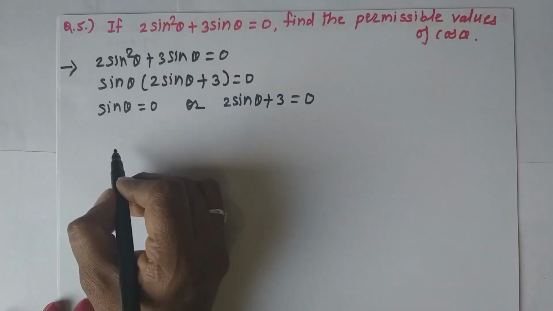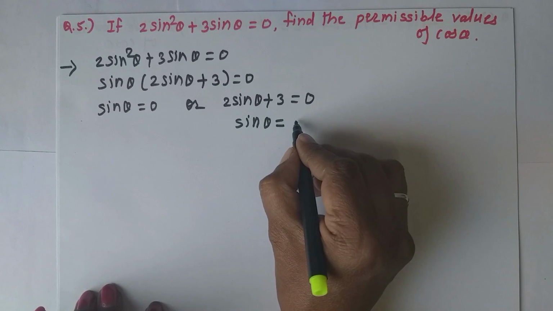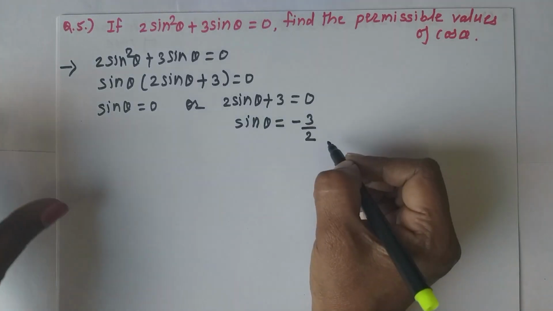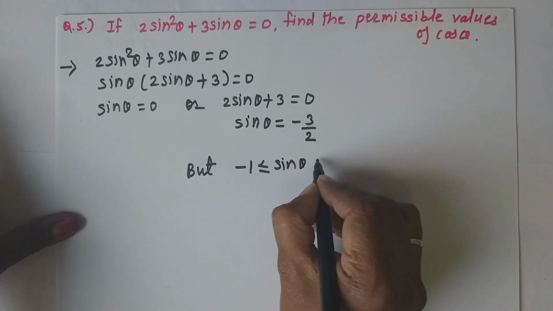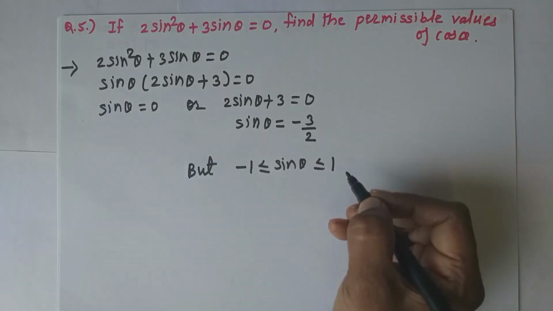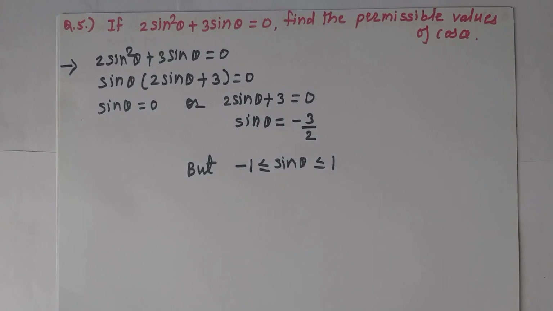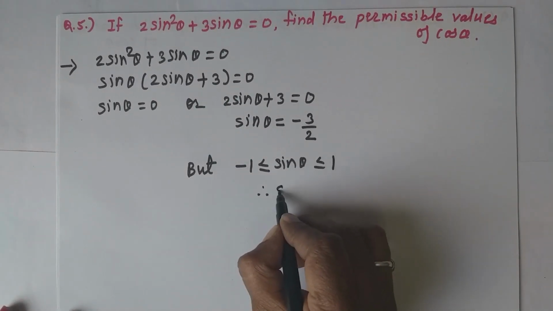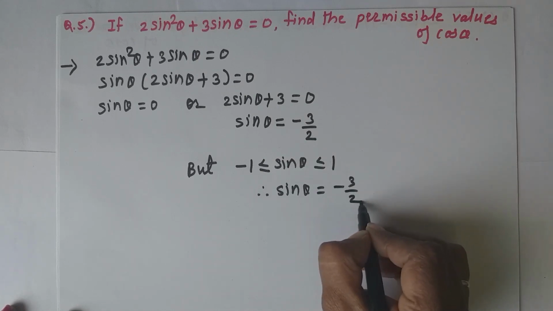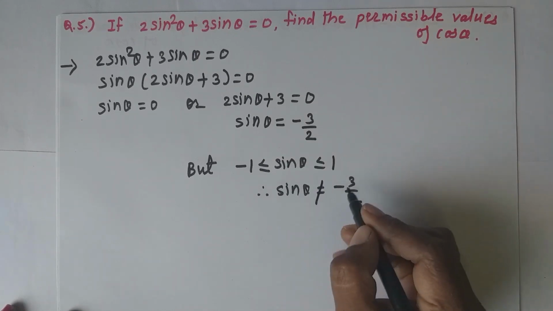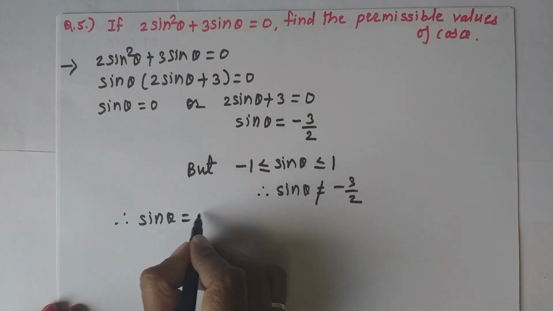be 0. Now, if I take 2 sin theta plus 3 is equal to 0, then this will be minus 3 by 2. But we know that value of sin theta lies between minus 1 to 1. Range of function sin theta is minus 1 to 1. Therefore, this value of sin theta, minus 3 by 2, is not permissible. Means we get only value of sin theta will be 0.